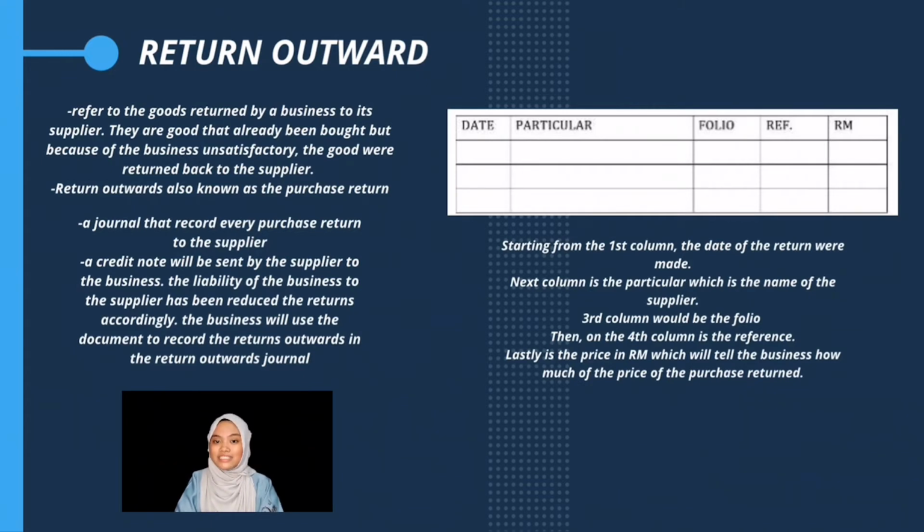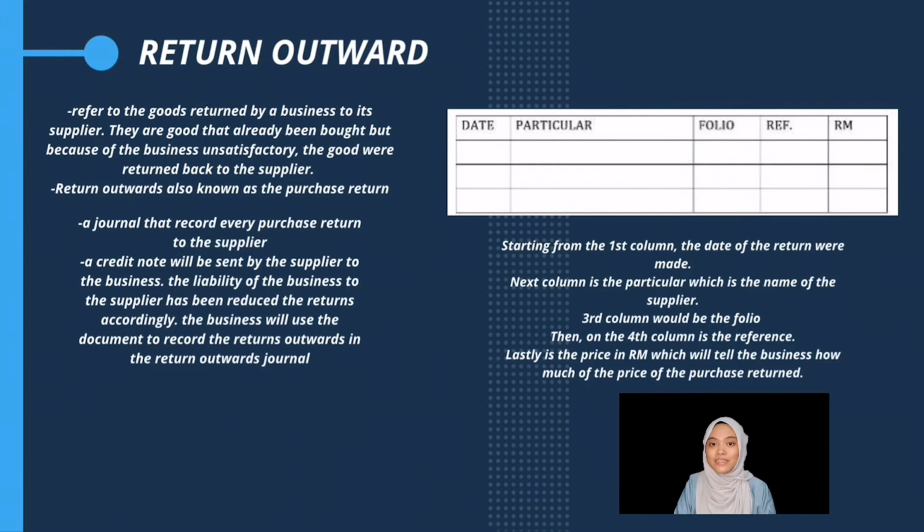A return outwards journal is a journal that records every purchase return to the supplier. A credit note will be sent by the supplier to the business. The liability of the business to the supplier has been reduced accordingly. The business will use the document to record the return outwards in the return outwards journal.